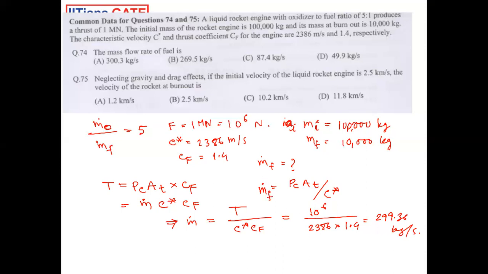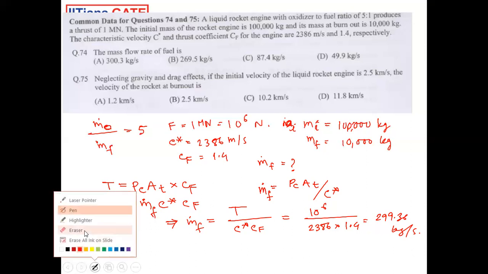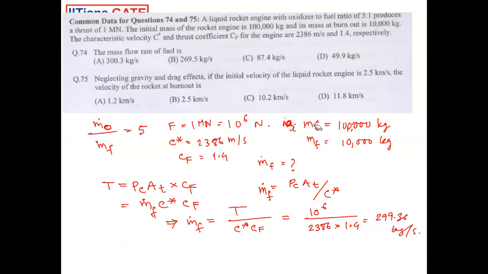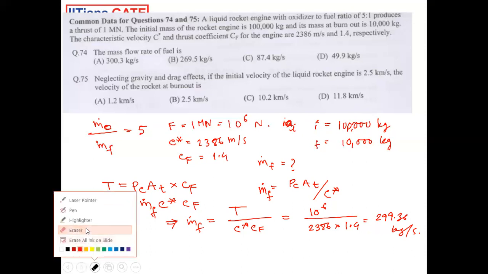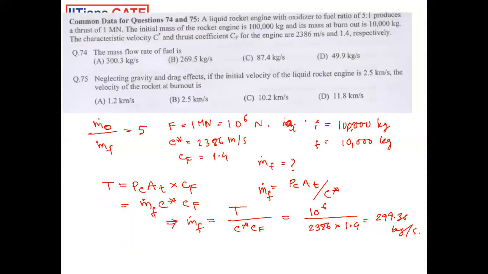So this is m dot. mf dot denotes the fuel mass flow rate of the nozzle, and the mass of the rocket is denoted by capital M. So mf dot, the fuel flow rate, is 299.36 kg per second. So this is the correct answer.